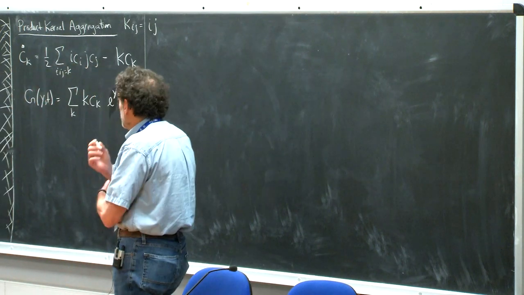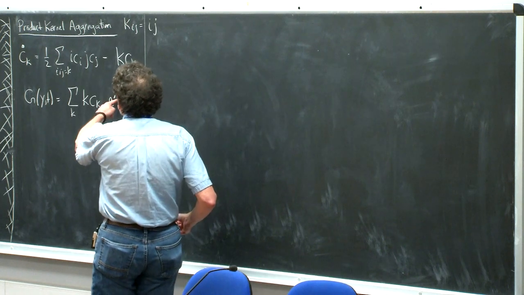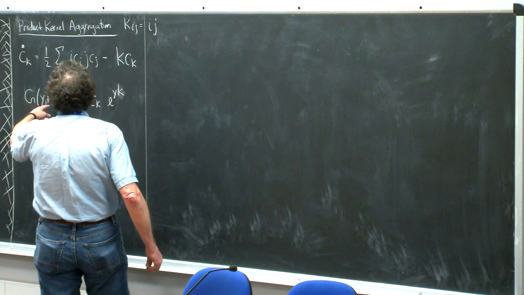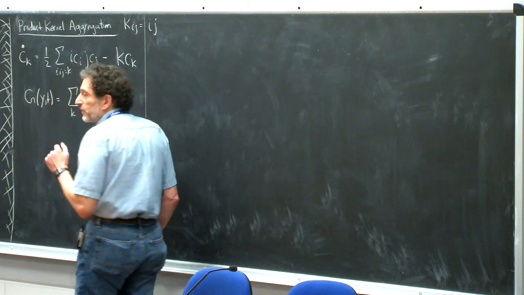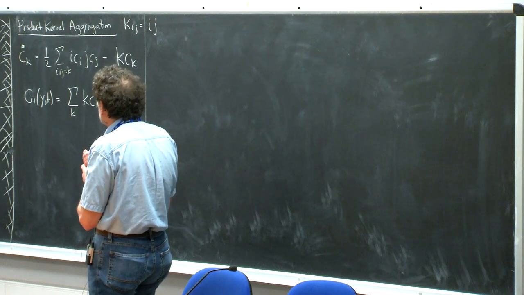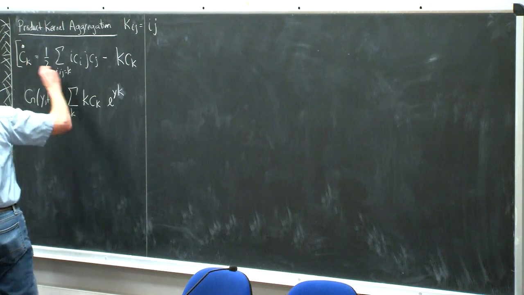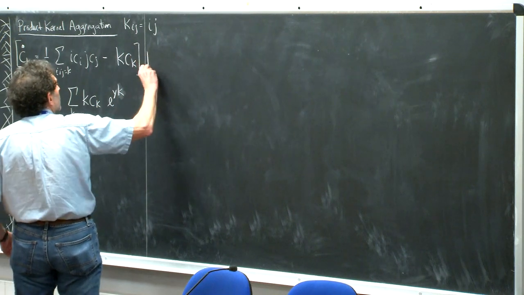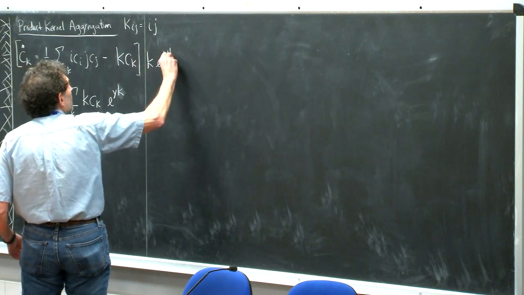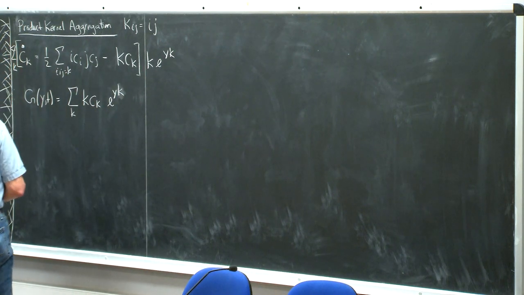Conceptually it's no different than before, it's just that now z is e to the y, and I'm using y as my basic variable, and I put a k out in front for convenience. Let's work it out, and you'll see that it makes a much simpler equation. So I'm going to take my original equation, multiply by k e^(yk), and sum over all k, and let's see what comes out.